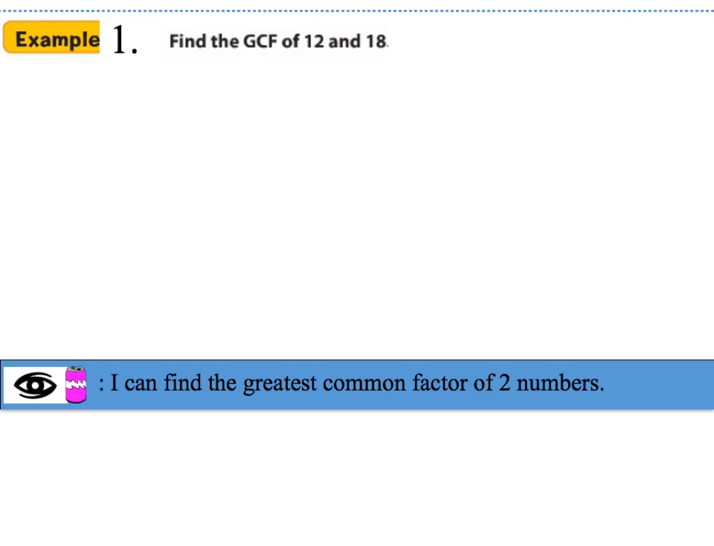So for example 1, they're asking us to find the GCF of 12 and 18. So in order to do that, let's go ahead and draw the upside down ladder. And I'm going to place the first number inside and the second number right next to it inside of the upside down ladder. So my job is to determine what number goes into 12 and 18 nice and evenly. And I can say 3, because 3 goes into 12 4 times, and 3 goes into 18 6 times. So we can continue our ladder, and let's ask ourselves what number goes into both 4 and 6 evenly. So I can use 2.